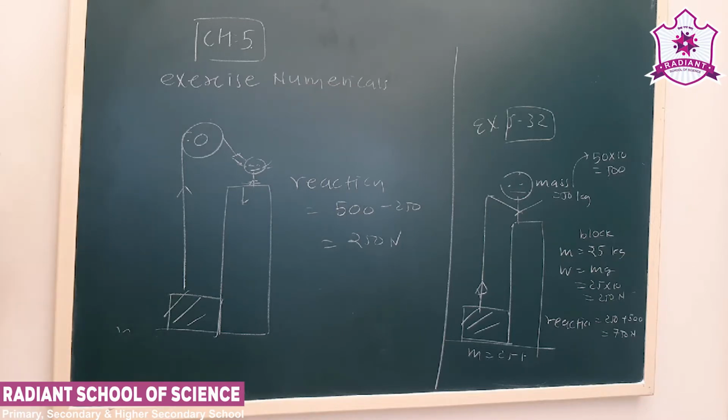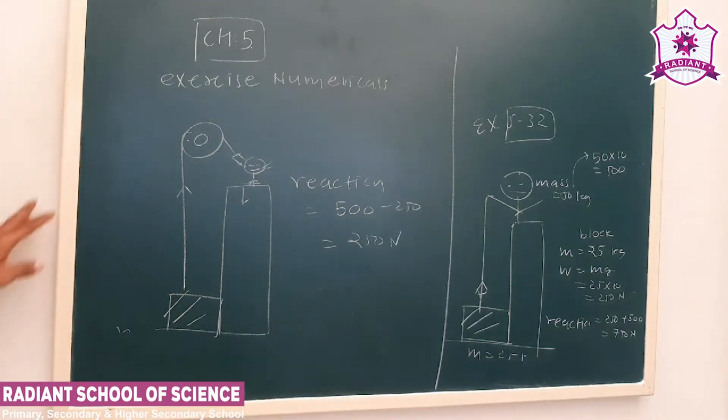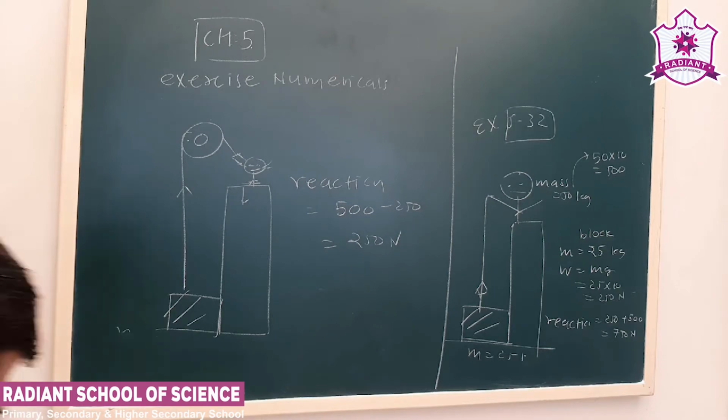So this is the thing about our exercise sum number 5.32. Now that we have seen that, next is exercise sum number 5.33.